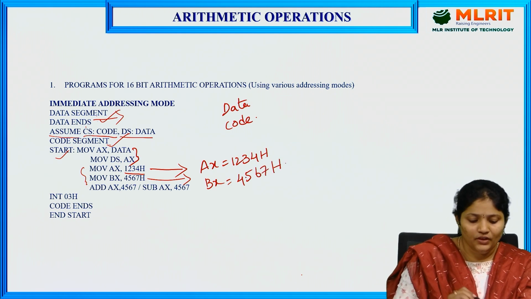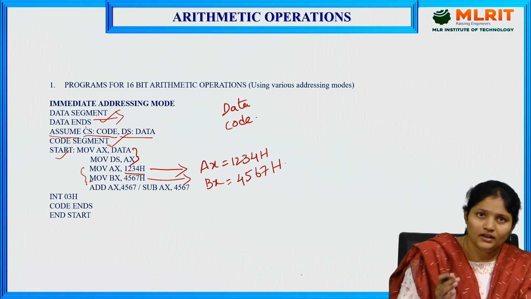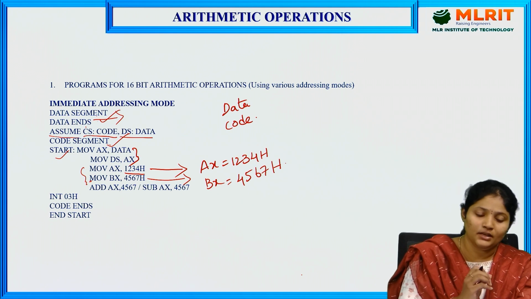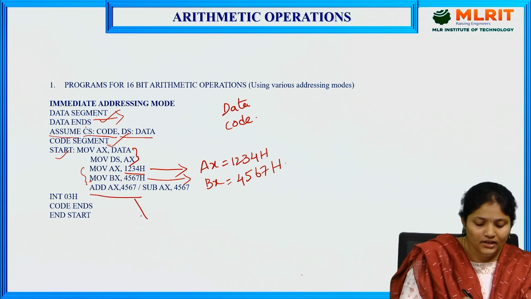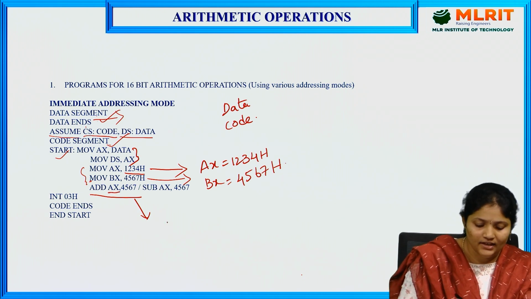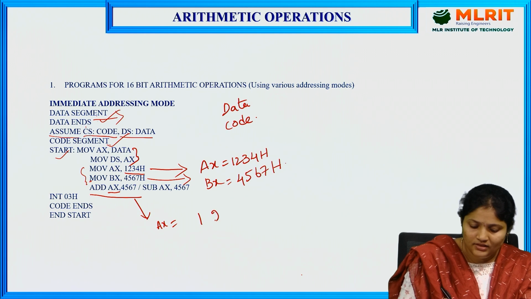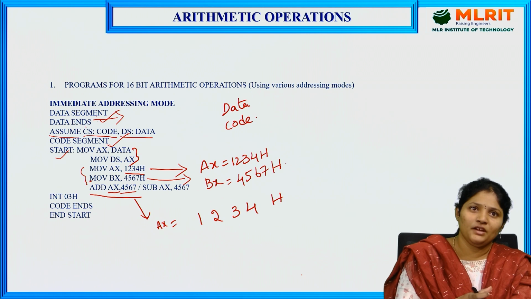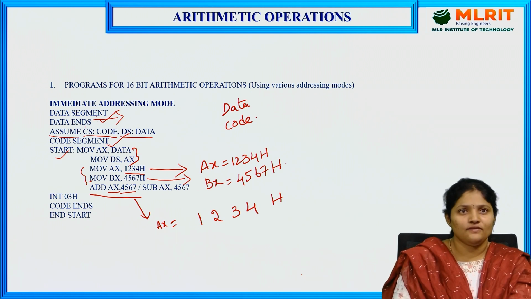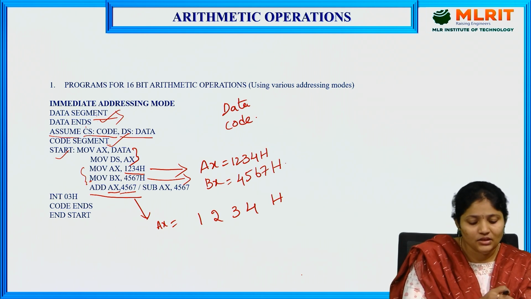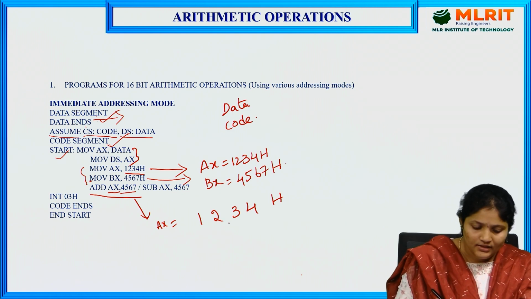Here you can directly move data into the registers, or you can directly give the second data in the add instruction itself. Here, in the add instruction, we need to add two 16-bit numbers. The AX register has the number 1234H, and the other number is directly mentioned in the add instruction itself. So this particular instruction also comes under the immediate addressing mode. Now the value present in the AX register will be added to the value 4567H directly.